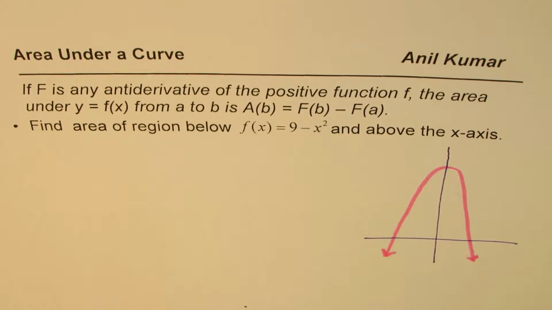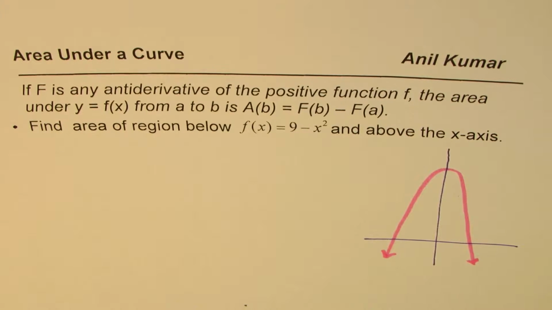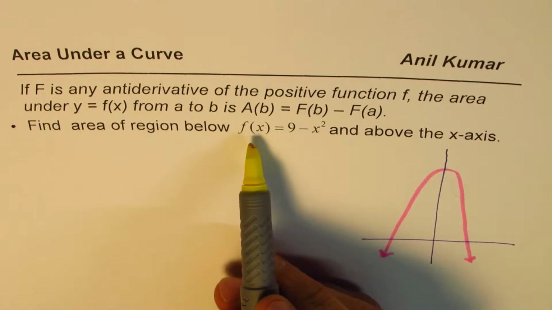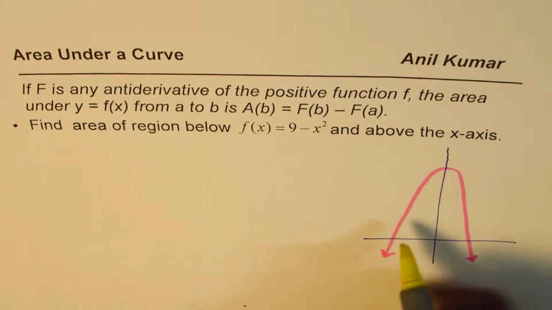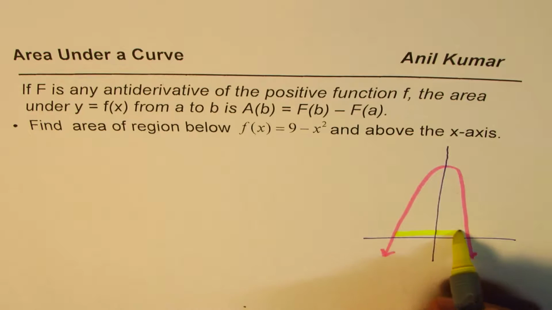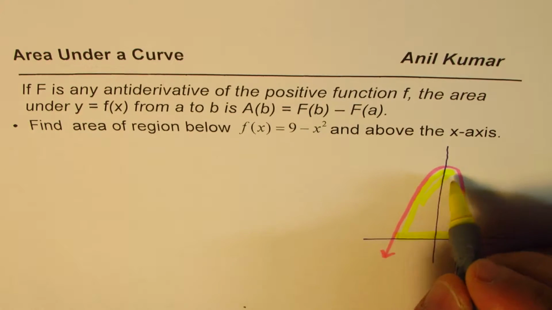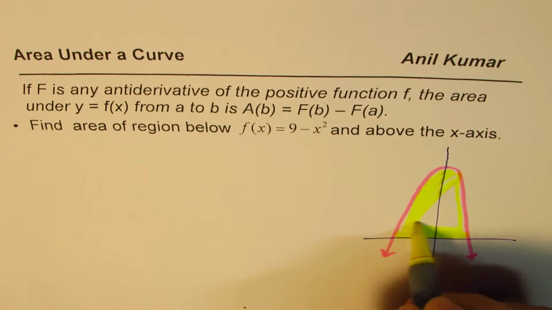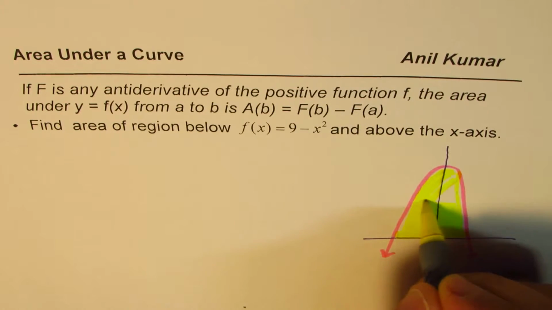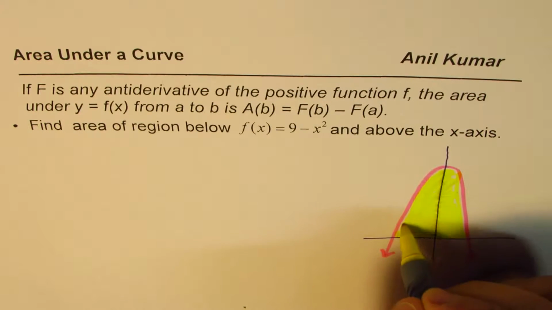Okay. So what we need to find is the area of the region below this function and above the x-axis. Above the x-axis means this, and all this. This is what we need to find, right? So let me just shade this. So this is what we are interested in finding. That's the area which we want to find. How do we do so?